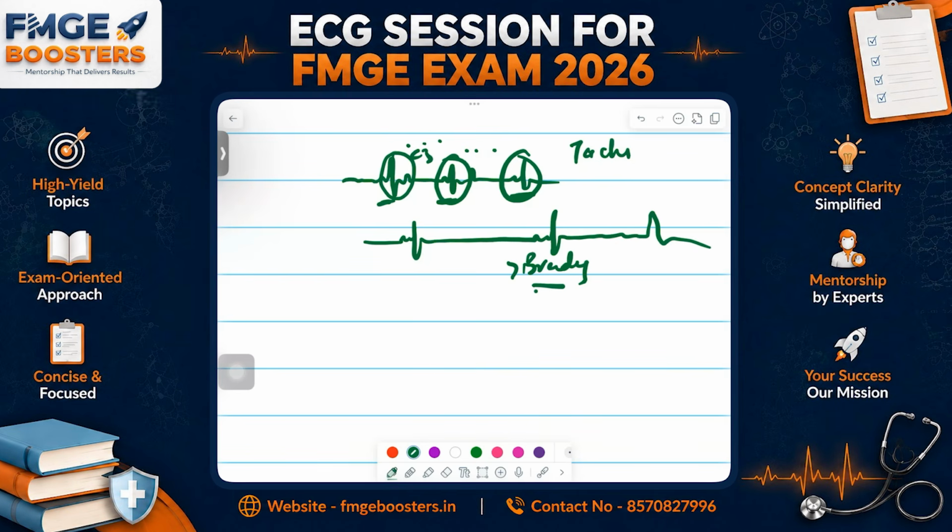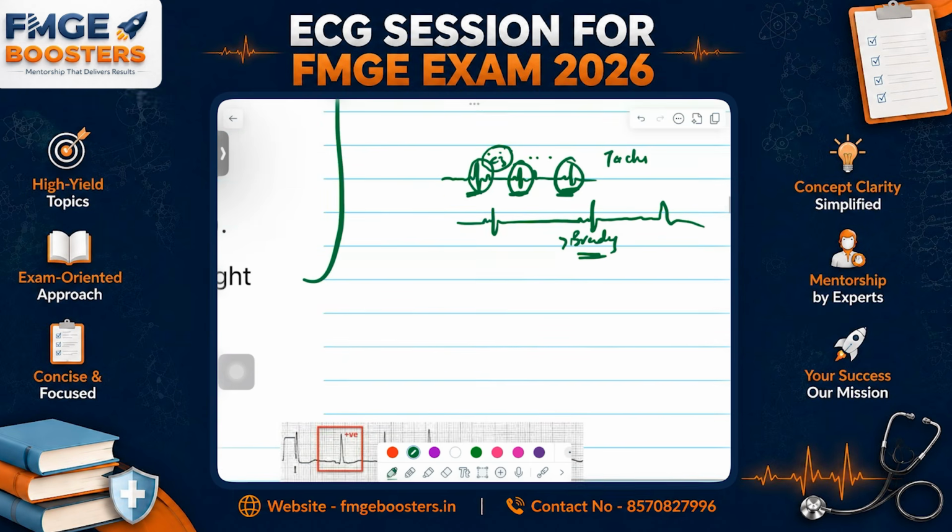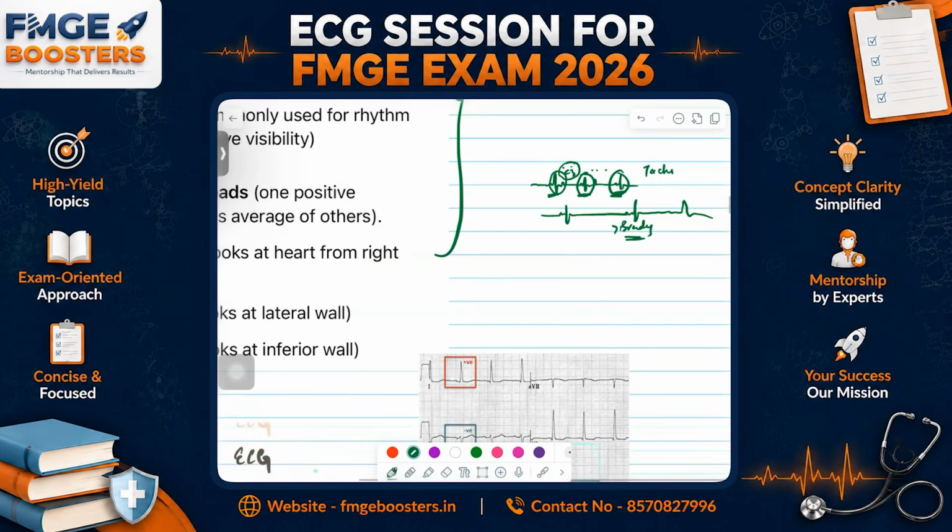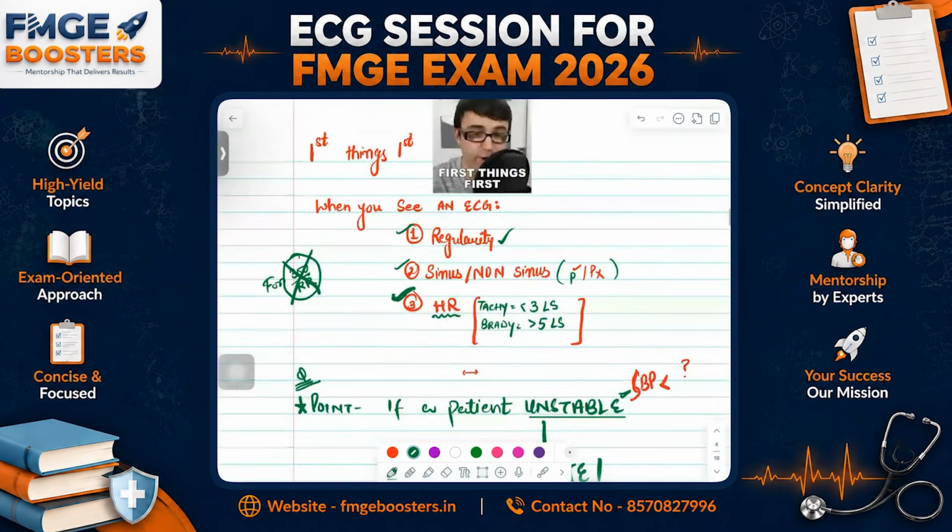So just remember, if it is less than 3, the complexes will be more towards each other, so that means it is a tachycardia, whereas if it is more than 6, then it is a bradycardia. Okay? So again, repeating three things. Whenever you see the ECG, first see if it is regular or irregular, sinus or non-sinus, and the last one you have to see is heart rate. And your diagnosis will be in front of you. Clear? Give a quick thumbs up if it is clear.